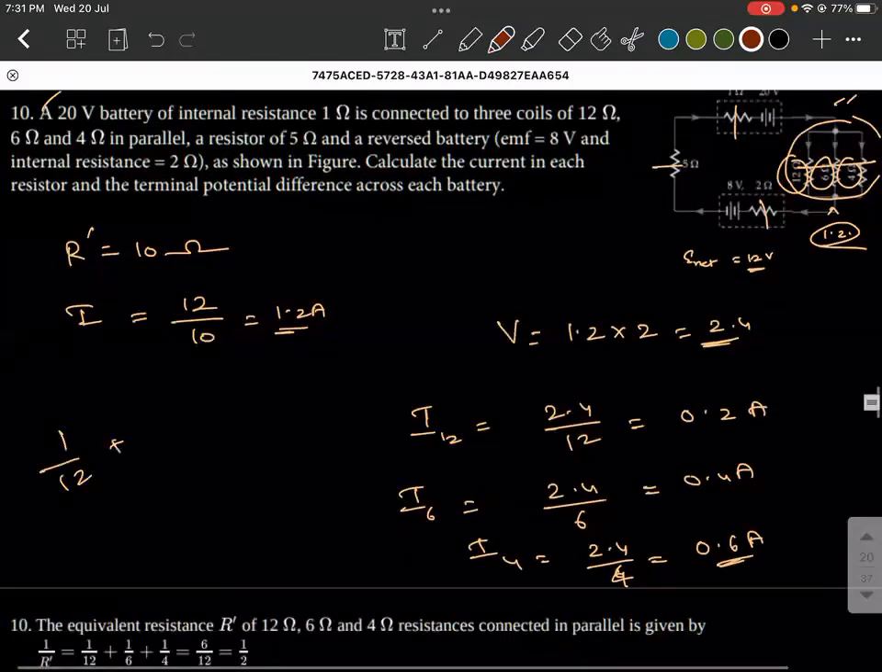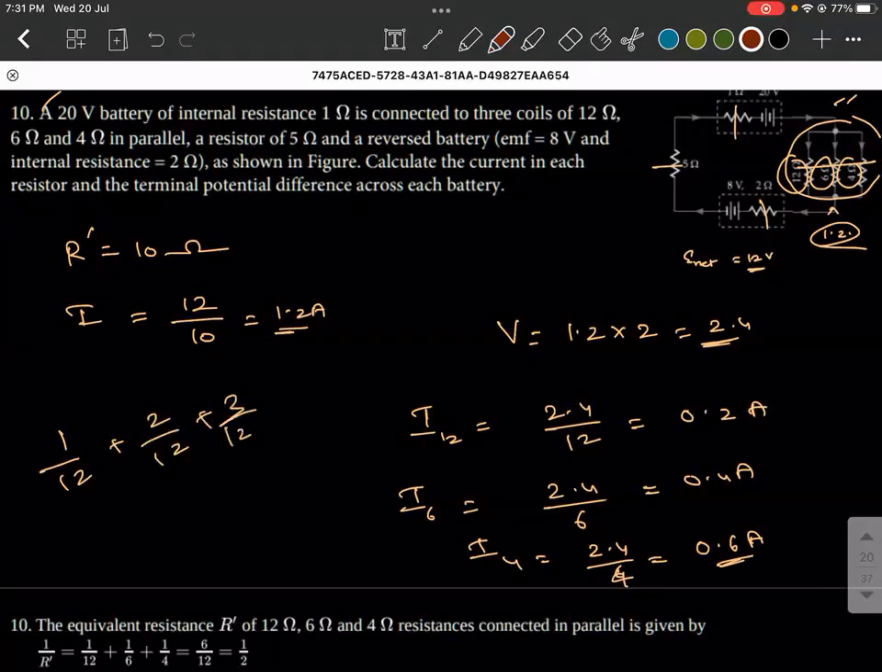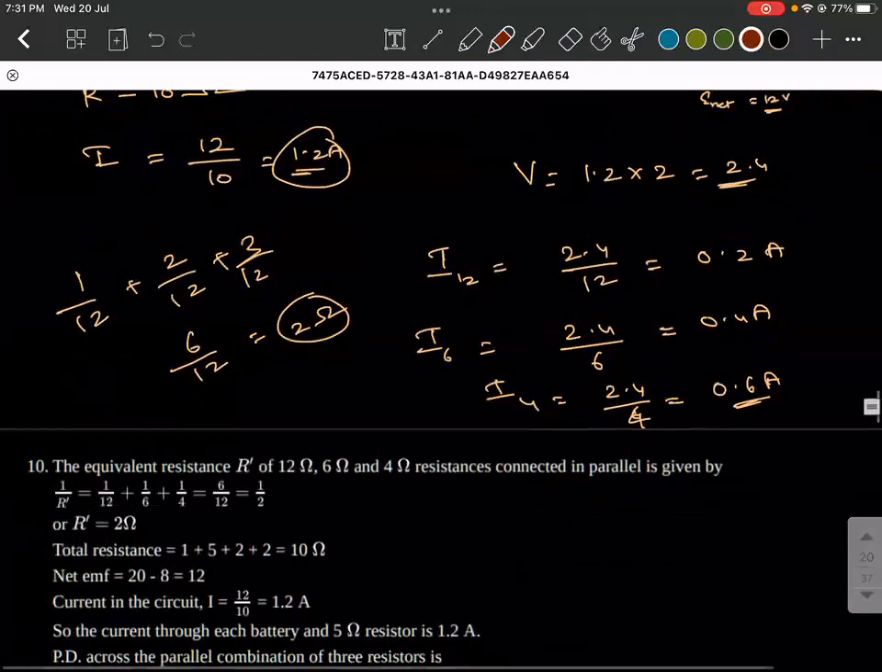1 by 12 plus 2 by 12 plus 3 by 12. How much is it? 6 by 12, that is 1 by 6. So the equivalent is 2 ohm. 2 ohm is the equivalent resistance. 1.2 is the total current through the circuit. I put an arrow mark for the total current. I didn't have space there. Clear, no?